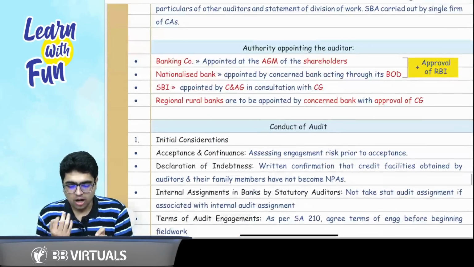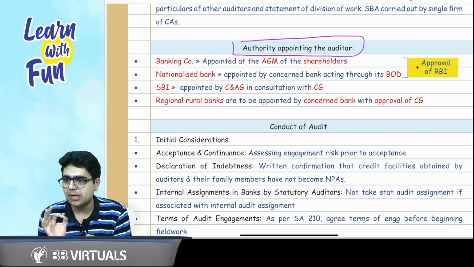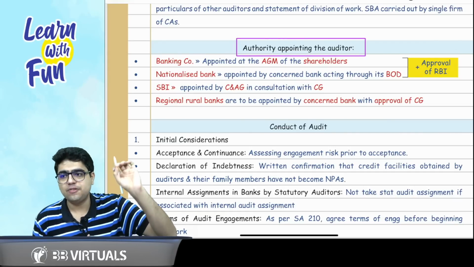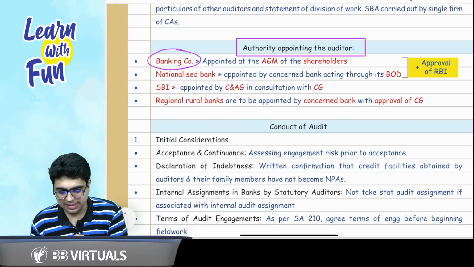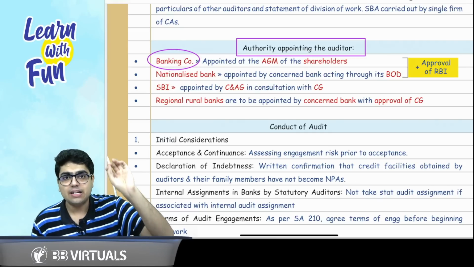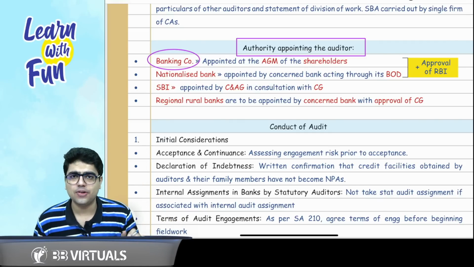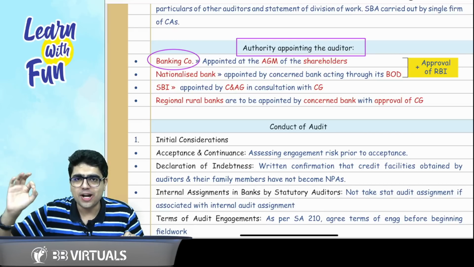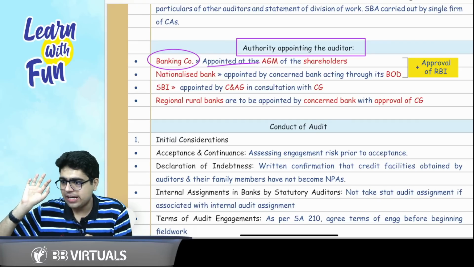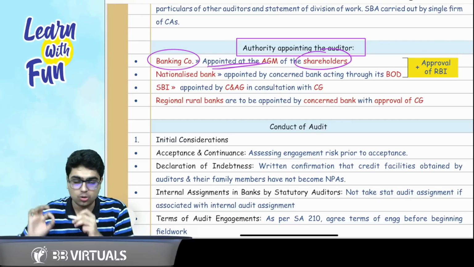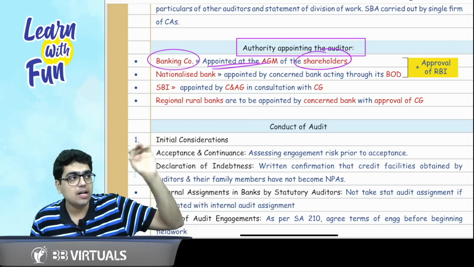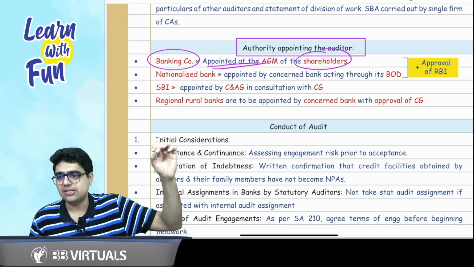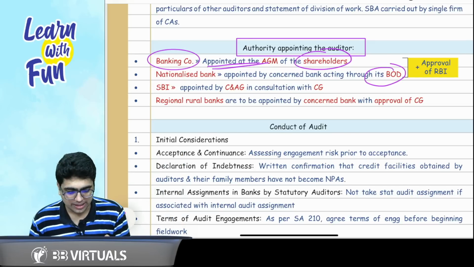Got it, sir? Now, who is the authority who shall be appointing the auditor? In case of a banking company, since Companies Act 2013 is applicable, it will be similar to other companies, that is the appointment by the shareholders at the AGM. Say it after me. Appointment by the shareholders at the AGM. In case of a nationalized bank, appointment shall be by the board of directors.